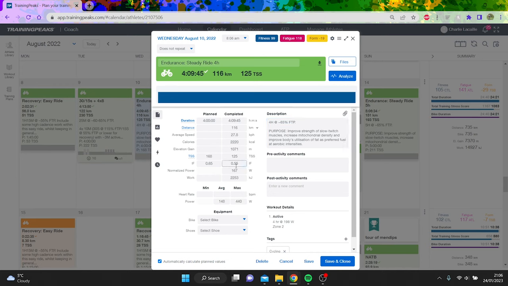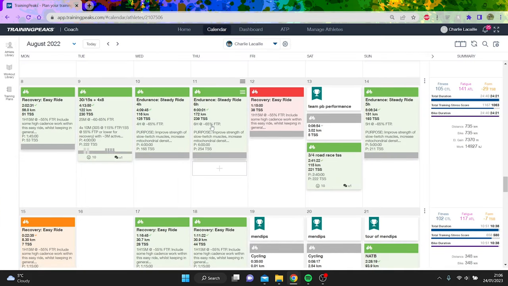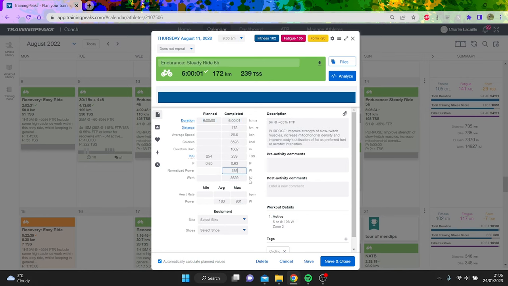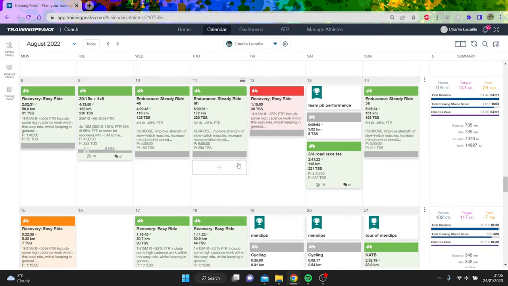Like I did this 4 hour ride here, and this again is another classic, normalized power 167. I didn't have heart rate on, actually. We'll go for maybe this ride here instead. You can see normalized 192. I didn't have heart rate. Okay, I had heart rate in a little bit. But anyway, you can see here, pretty cooked.